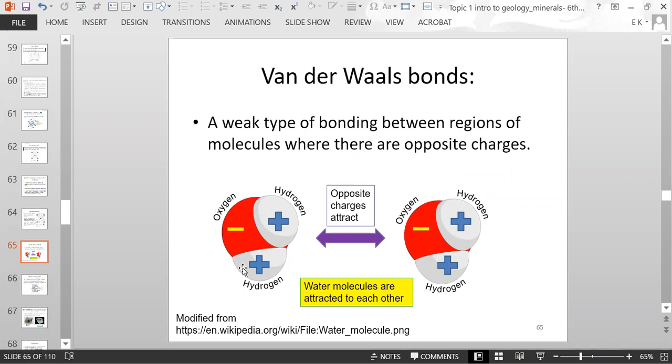So in this case, you have a water molecule on the left and a water molecule on the right. So water molecules have charges on opposite sides of the molecule. So on one side of a water molecule, it has a negative charge. On the other side of the same molecule, it's more positive. So that causes water molecules to be attracted to each other and kind of stick to each other. Because like the positive end or the positive side of a water molecule is attracted to the negative side of another water molecule. So that attraction is van der Waals bonding.